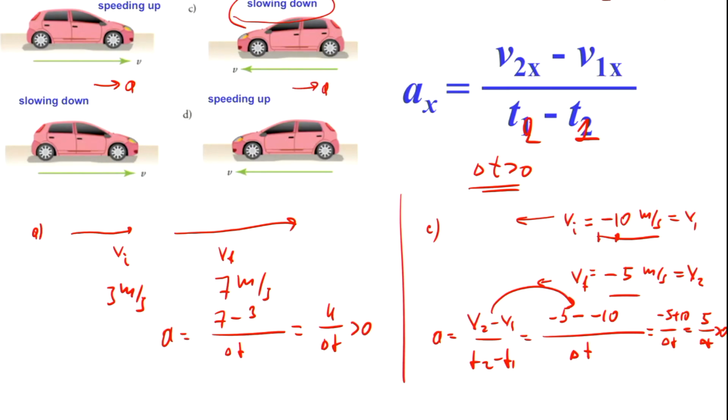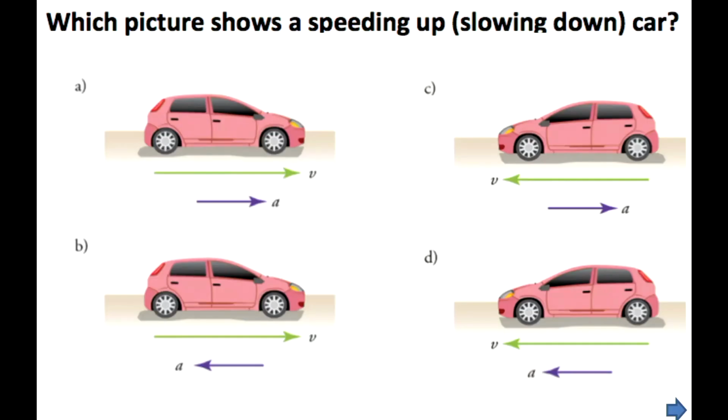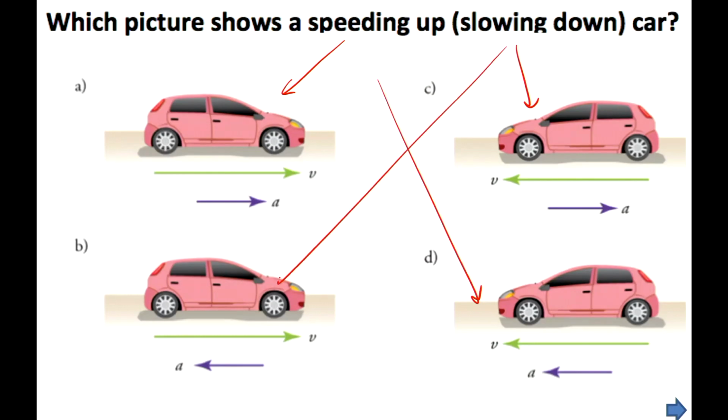You can do it again and again, and each time when an object is speeding up, velocity and acceleration always point in the same direction, and each time when an object is slowing down, velocity and acceleration always point in opposite directions to each other, and vice versa.